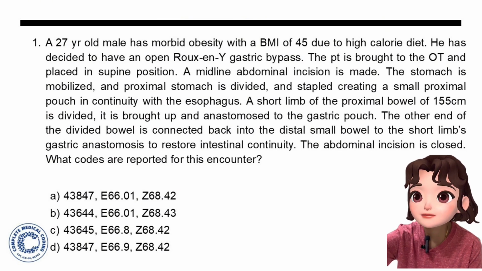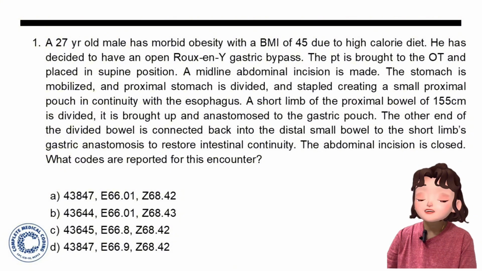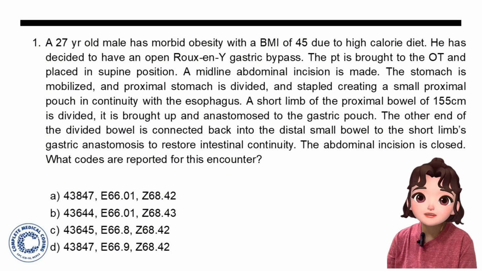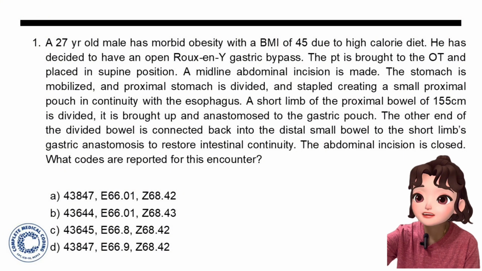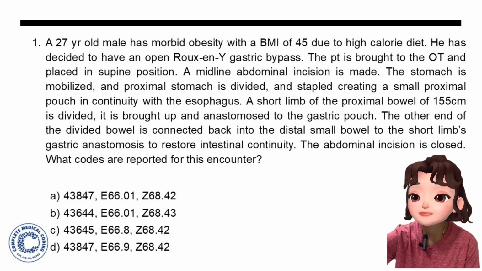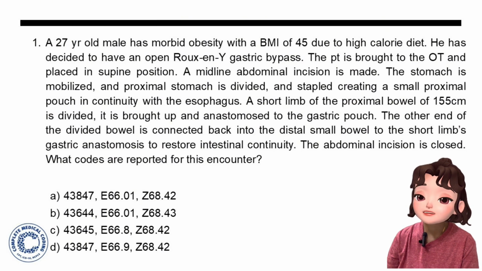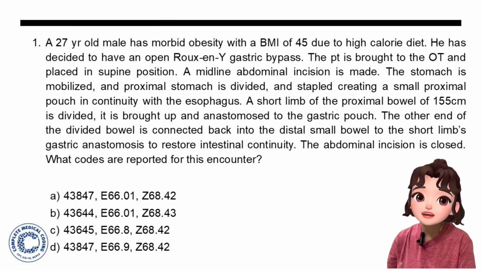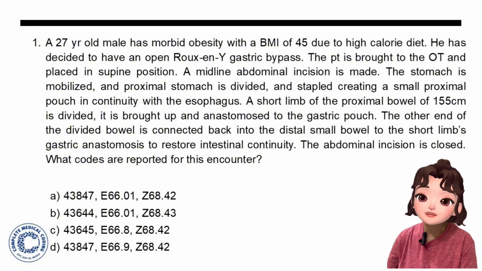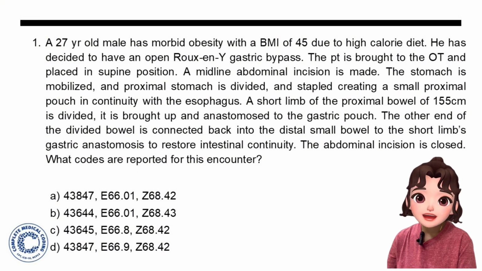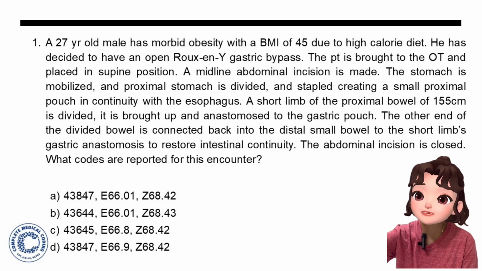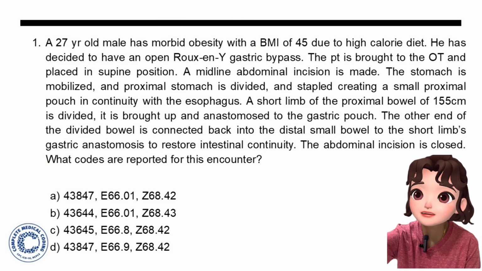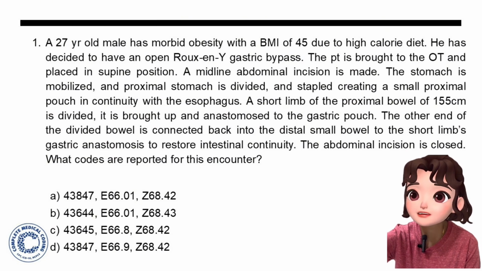E66.9 is just obesity mentioned. So here, as it is clearly mentioned that it is morbid obesity, you need to code E66.01. So here you got the correct answer as option A. Still go and check what is Z68.42. You have to always check Z68.42.